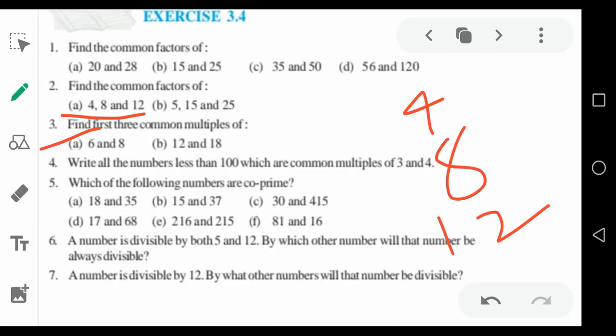Okay. Now fourth one is write all the numbers less than 100 which are common multiples of 3 and 4. Same. So you have to write the multiples of 3 and multiples of 4 and write the numbers less than 100. Now which of the following numbers are coprime? Same way you have to write the factors and you have to select numbers which have common factor 1. Okay. Now 6th and 7th we will do.